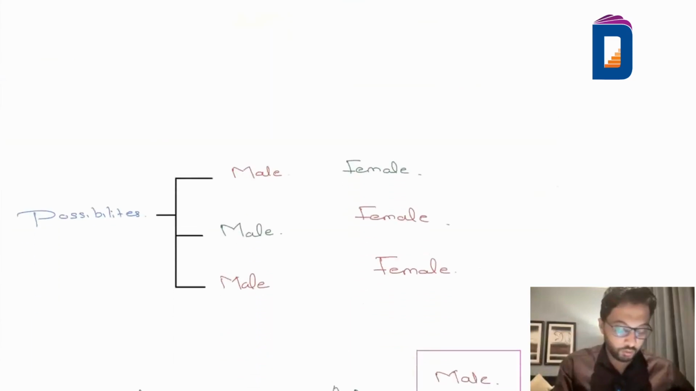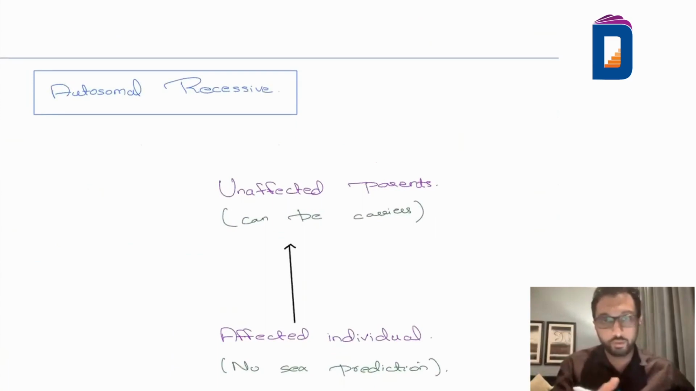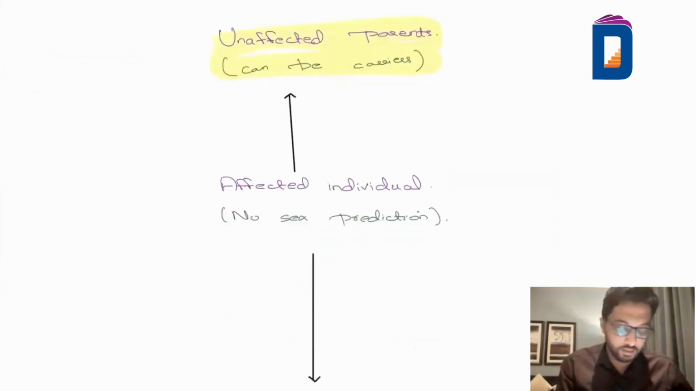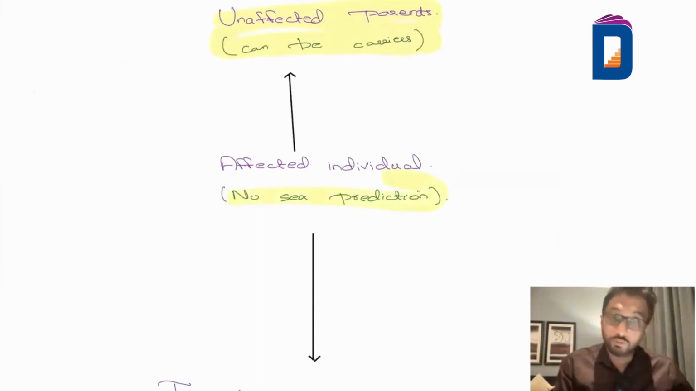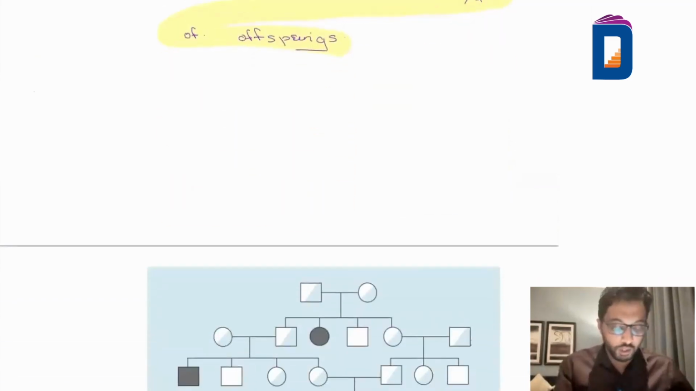Now let's come on to the autosomal recessive. Forget about those possibilities and everything. It's just going to take you time. We'll discuss questions and you will see these possibilities. Now autosomal recessive, the key factor here is the parent is unaffected, can be carriers. Mostly parents are carriers. Then the affected individual, without any sex predilection, transmits the disease to less than half of the offspring. Mostly, again, there are exceptions here, but mostly less than half, usually 1/4 of the offspring.